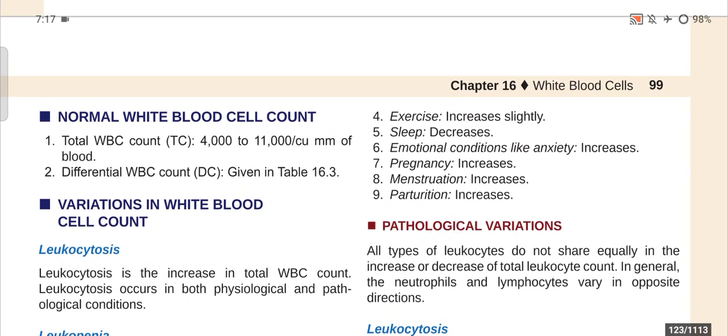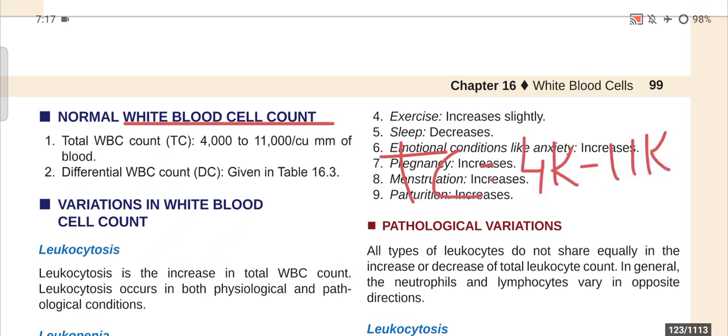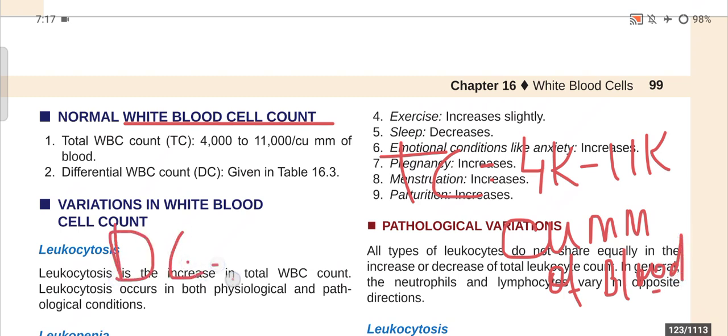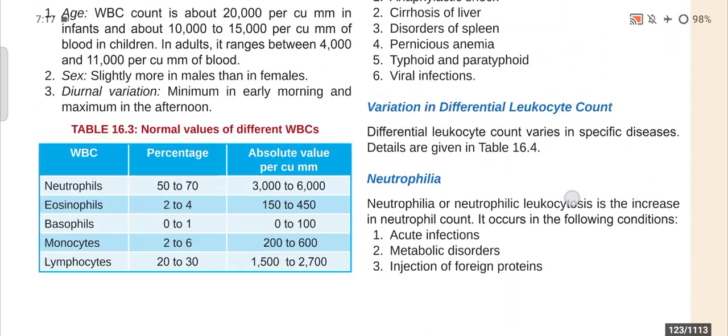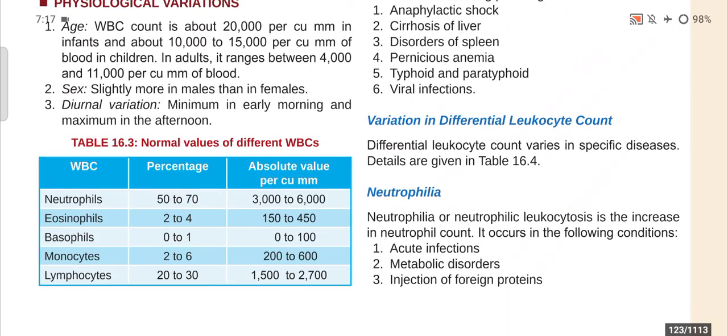Now the normal white blood cell count. The total WBC count, or TC, is 4000 to 11,000 per cubic mm of blood. And the differential WBC count, or DC, is given in table 16.3. Which we have already discussed? No, sorry, we have not discussed. We will discuss this one.